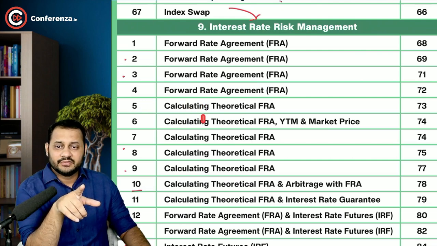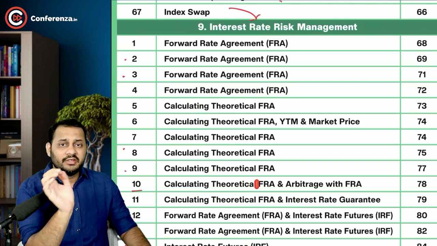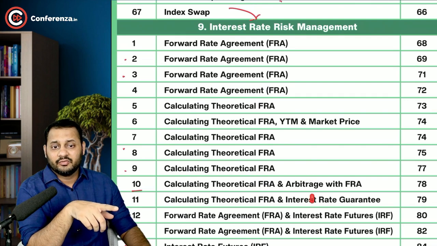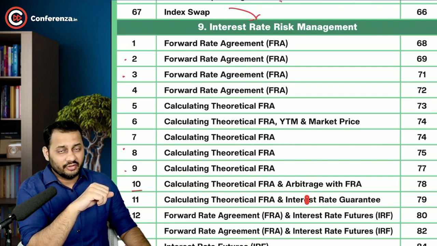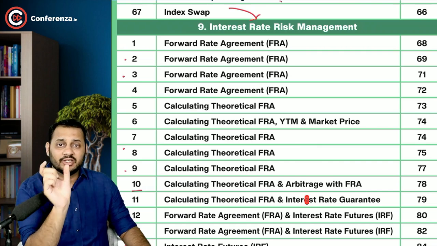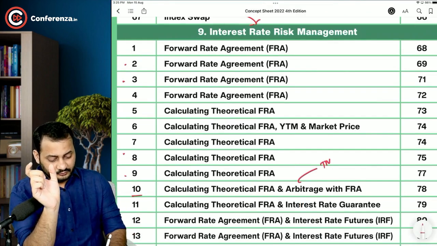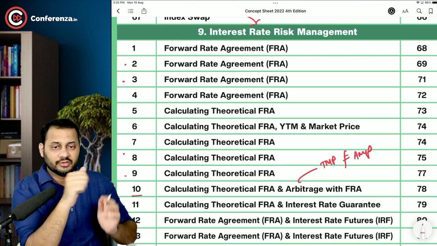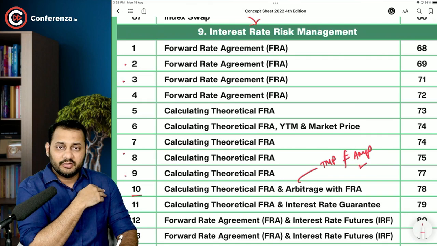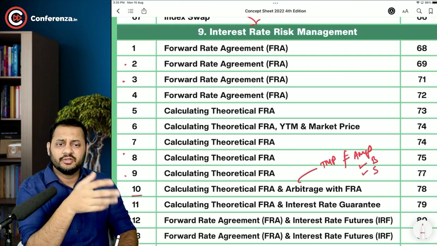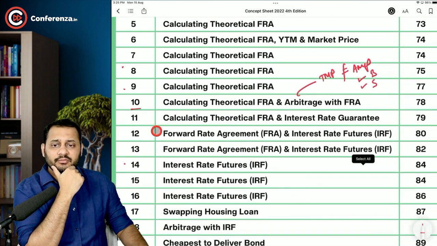Questions number 5, 6, 7, 8, 9, 10 all depend upon the theoretical FRA. Once we calculate the theoretical FRA, we are going to compare it with the actual FRA and find out whether there is any arbitrage opportunity in the market or not. An arbitrage opportunity exists when the theoretical market price is not equal to the actual market price. If the actual market price is lower, we will buy FRA. If it is higher, we will sell FRA. We are going to discuss that. Till question number 11, it is all about the theoretical FRA.